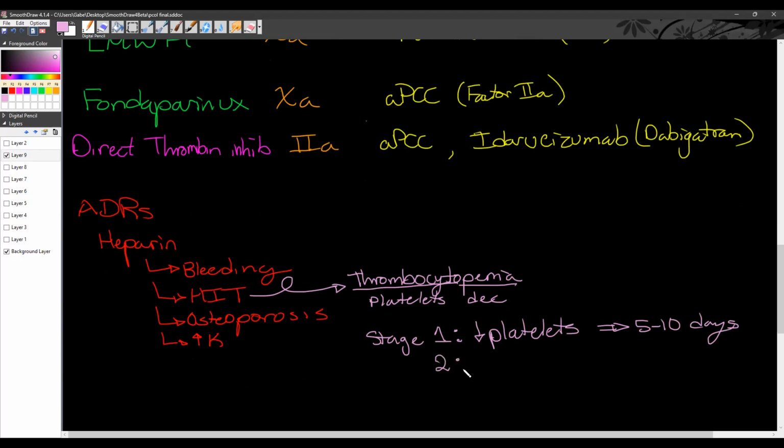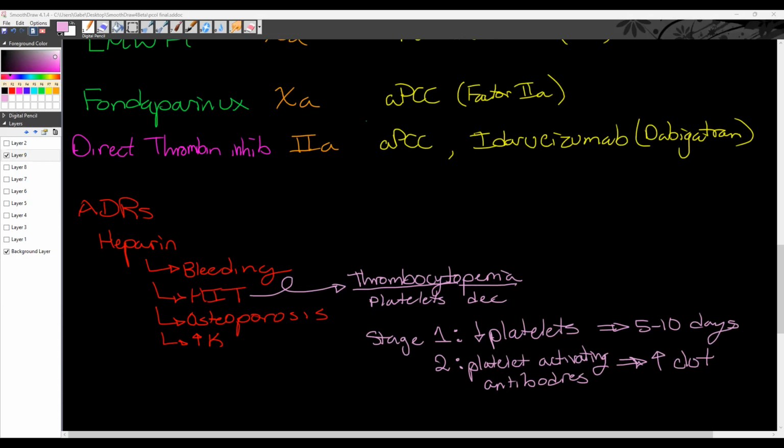What ends up happening is that after that amount of time, the body creates antibodies that are platelet activating. And of course, this increases the risk of a clot. So, what ends up happening is that we get someone through the initial clot, but what we have to do is we have to watch them to make sure that they don't suddenly, after a couple of days, develop this thrombocytopenia. Exactly. Right.